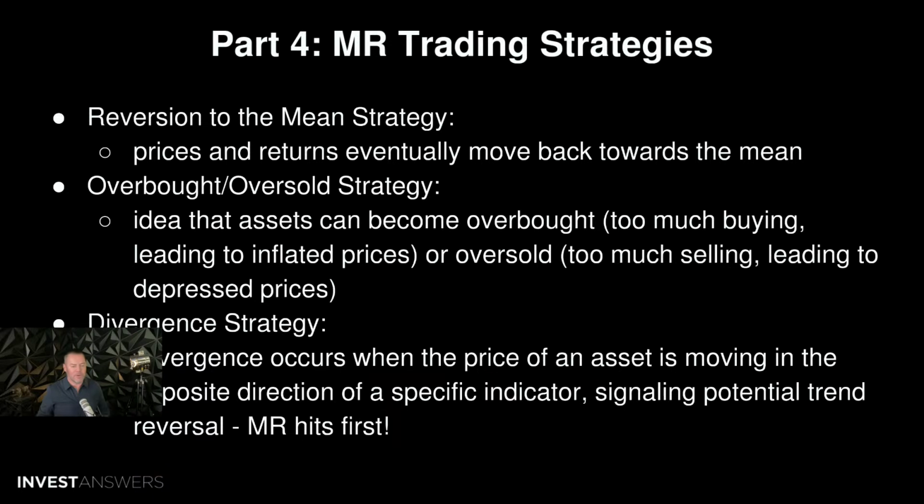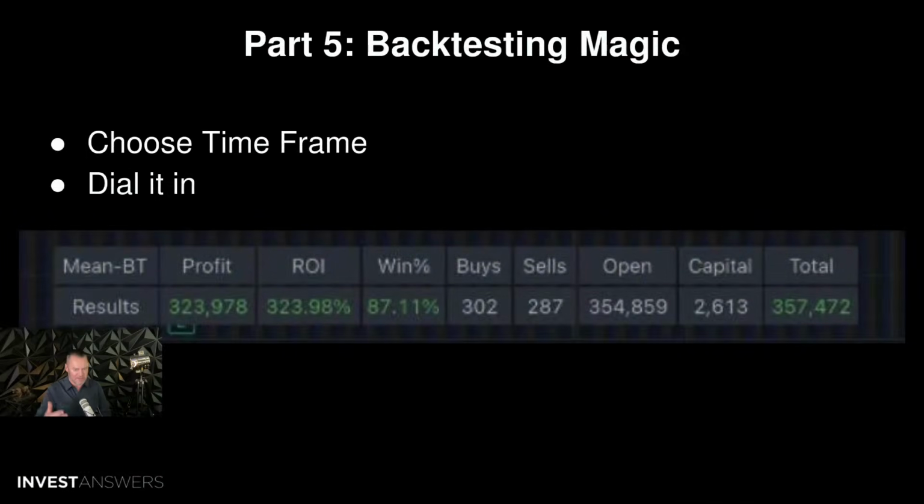And then the third part is the whole divergence strategy. And divergence occurs when the price of an asset is moving in the opposite direction of a specific indicator, signaling potential reversals, trend reversals. We'll talk more about that too as well. So they're kind of the three ways in which you think about MR, and MR is mean reversion.